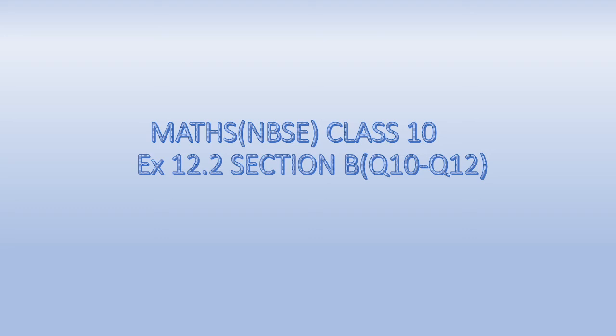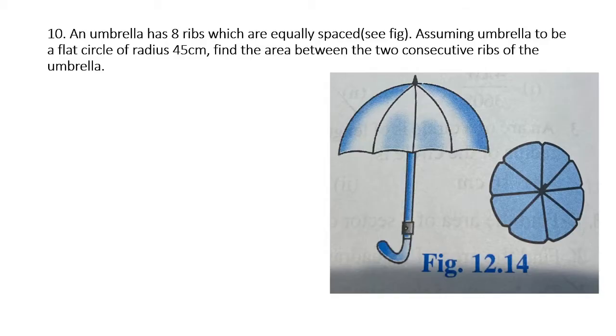So we shall do exercise 12.2, question number 10 to 12. So this is the first question given. An umbrella has 8 ribs. Clear? So the ribs that they're talking about is this black line. You can see this is the rib that they're talking about. It has 8 ribs. So see, this is 1 rib, this is 2 ribs, 3, 4, 5, 6, 7, 8 ribs.